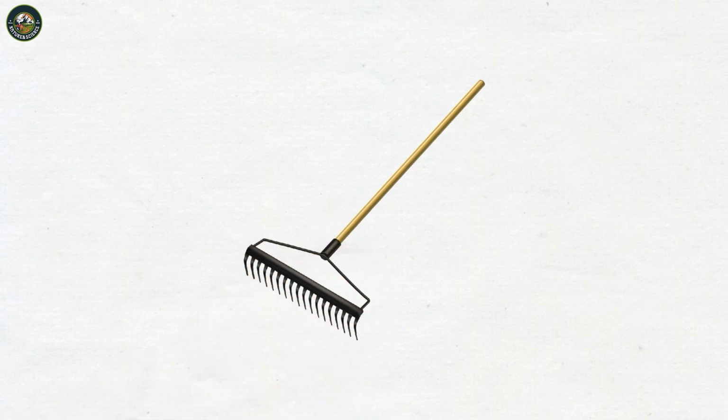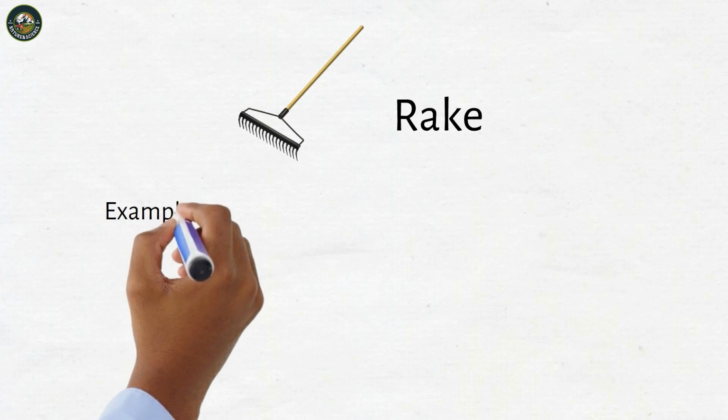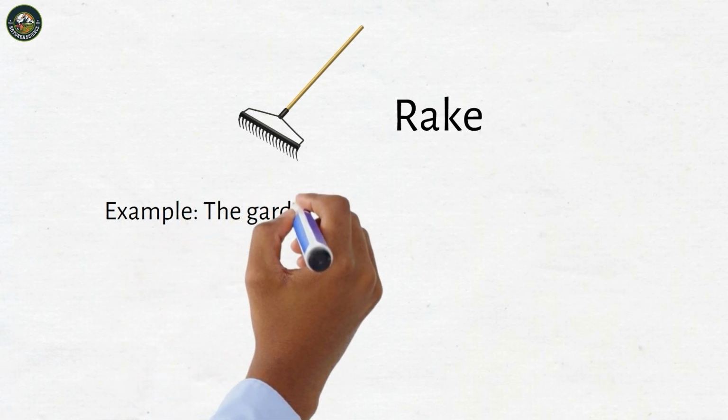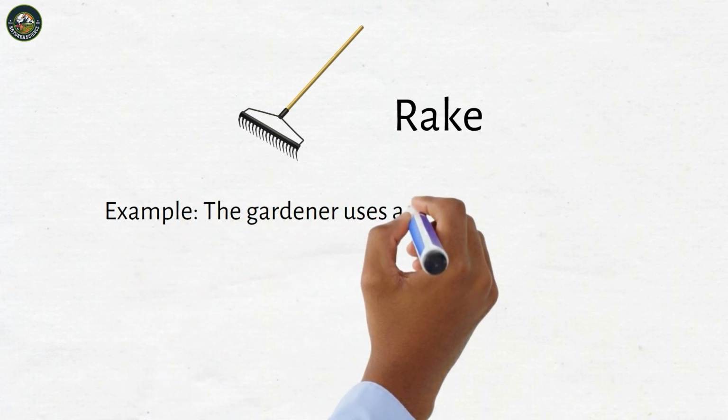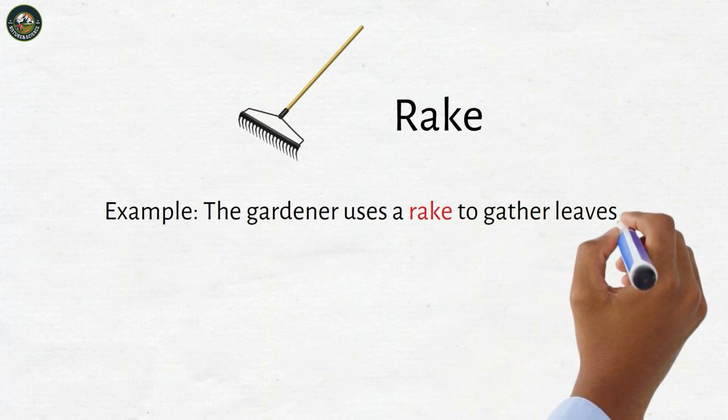Repeat after me. Rake. Example: The gardener uses a rake to gather leaves.